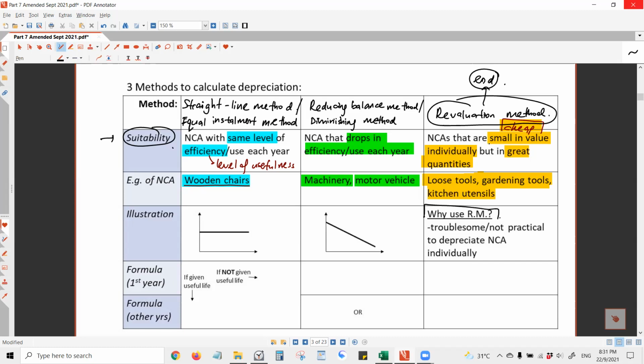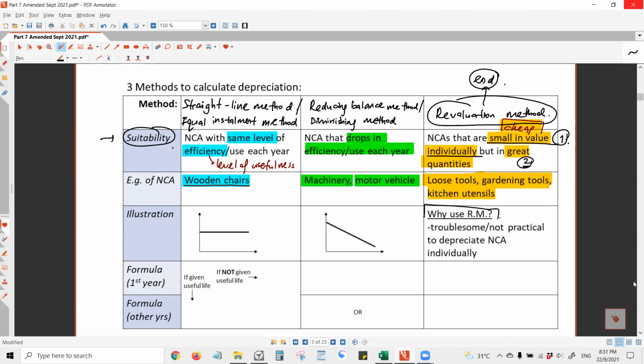First thing you must mention is they are cheap in value individually. That's the first reason we are going to write. Then we also say that they are great in quantities. These two are the answers if they ask you why you should use the revaluation method for this NCA. For now, you may not understand why these are the reasons yet. But after you have looked through the whole topic, depreciation, then you will understand better why you should use the revaluation method for this NCA. Okay, so now let's see those questions.